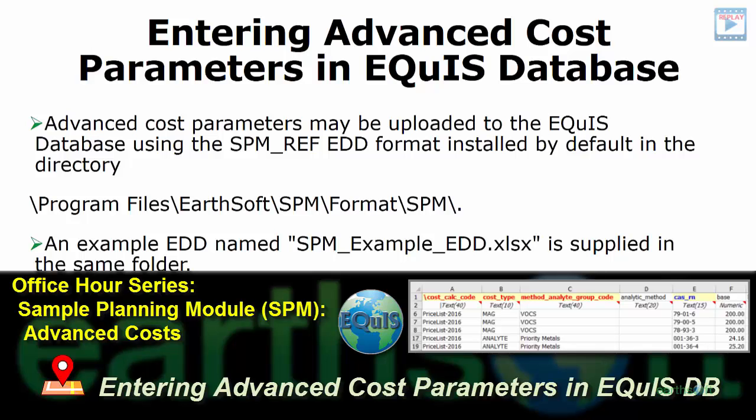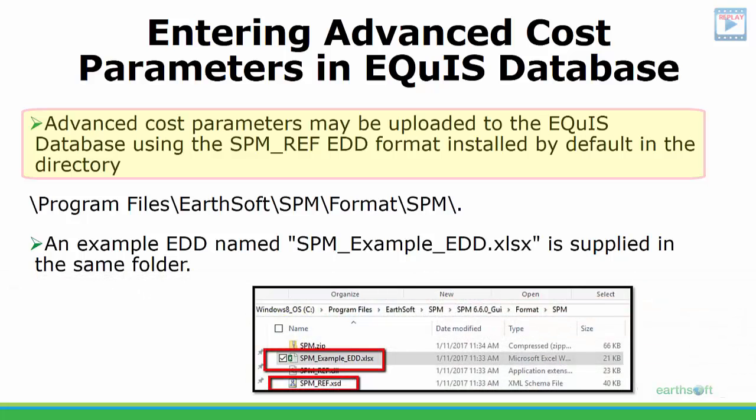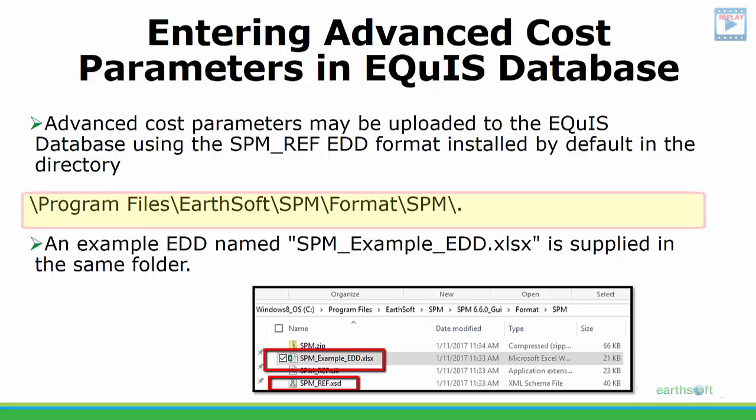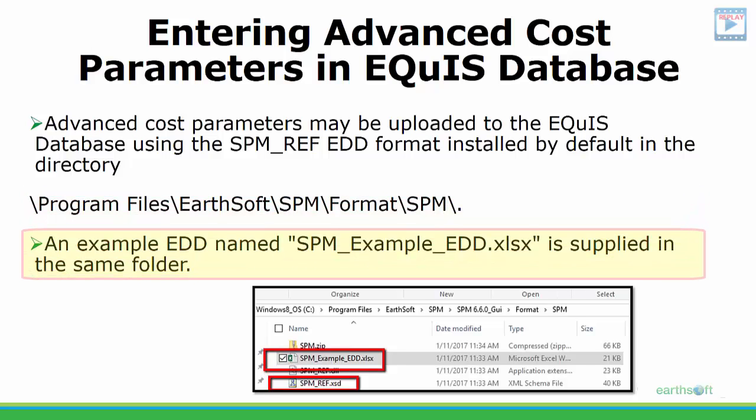Entering advanced cost parameters in the EQuIS database. These advanced cost parameters can be uploaded to the database using the SPM format, and we find the SPM format in the Airsoft SPM format SPM directory, which is where it's located by default. Also, if you would like to play a little bit with this feature after our presentation, you can find in the same folder an example EDD named SPM sample EDD. You're going to find a little bit of information there about all these factors that we're talking about.